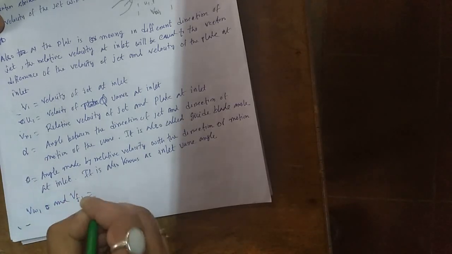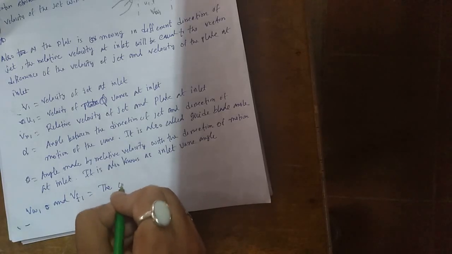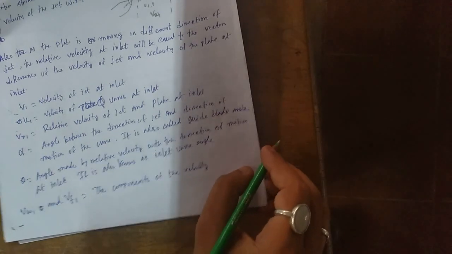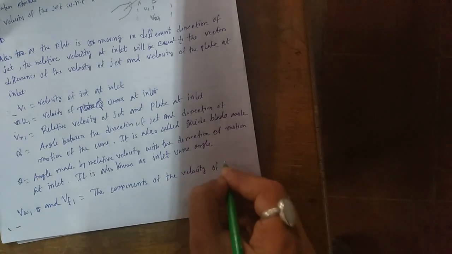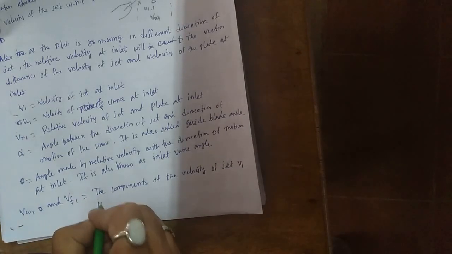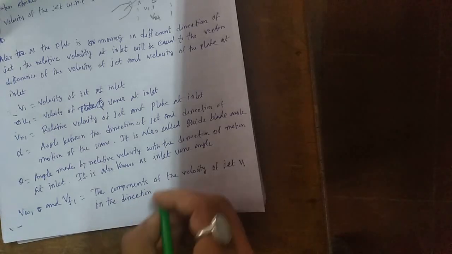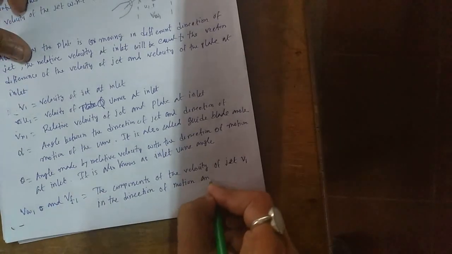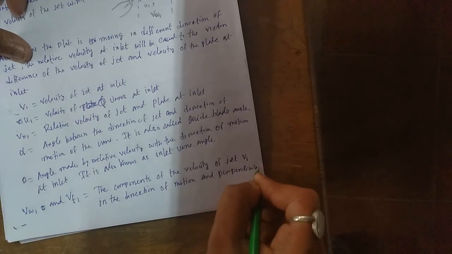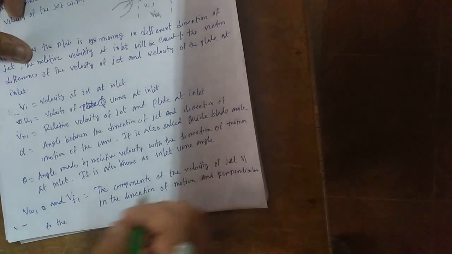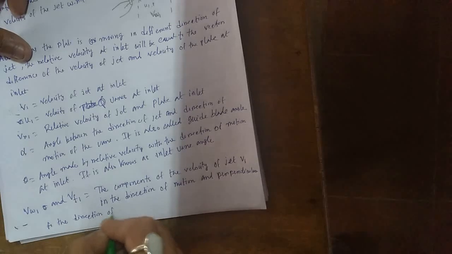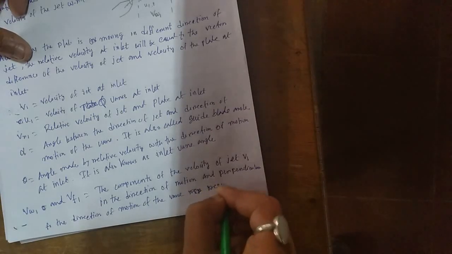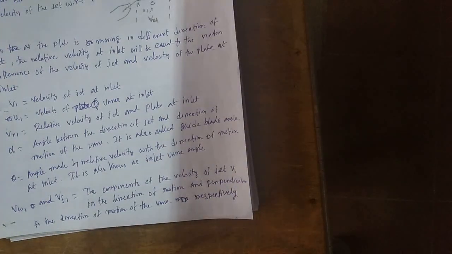Now VW1 and VF1 are the components of the velocity of jet V1 in the direction of motion and perpendicular to the direction of motion of the vane respectively.